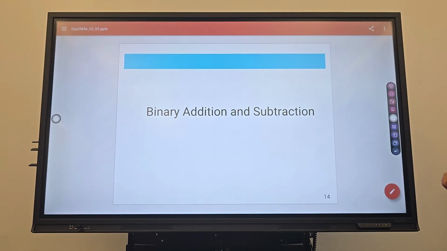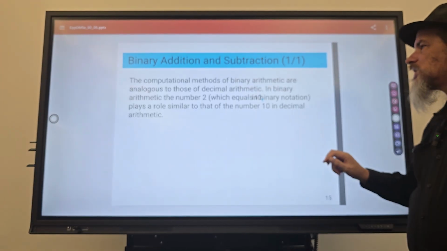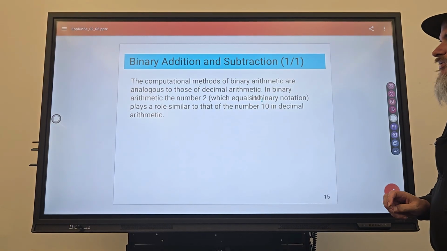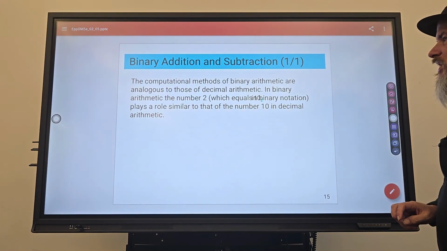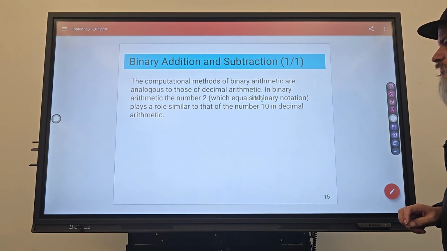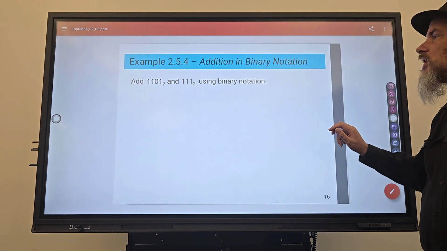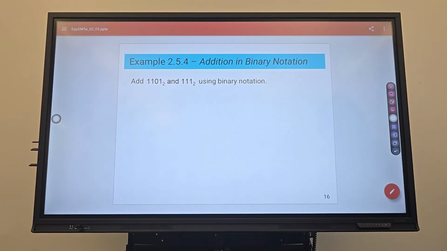Binary addition and subtraction. The computational methods for binary arithmetic are analogous to those of decimal arithmetic. In binary arithmetic, the number 2, which is equal to 10 in binary notation, plays a similar role to that of the number 10 in decimal. So, add 1101 and 111.